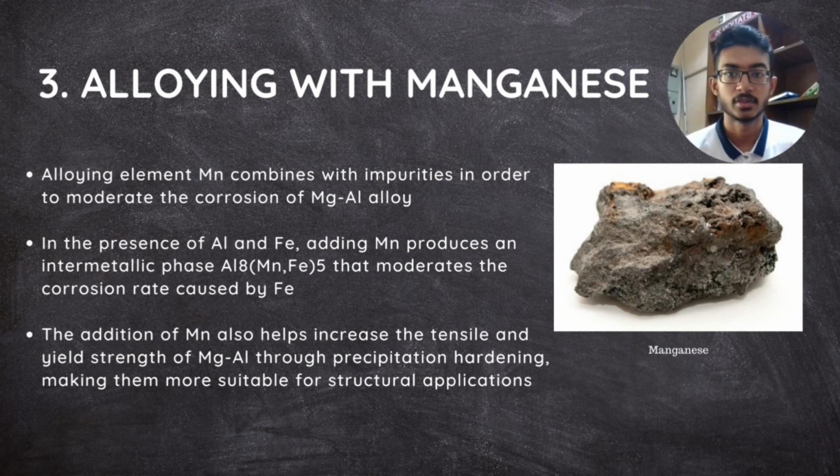Okay, the last method is alloying with manganese. So when the alloying element manganese is combined with other impurities, it can help to moderate the corrosion of MgAl alloy. So for example, in the presence of aluminum and iron, adding manganese will produce an intermetallic phase that will reduce the corrosion rate caused by iron. Additionally, manganese can also help to increase the strength of MgAl alloy through precipitation hardening, because when the precipitates form, they will help to impede further deformation in the alloy.